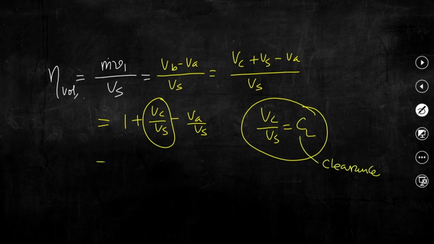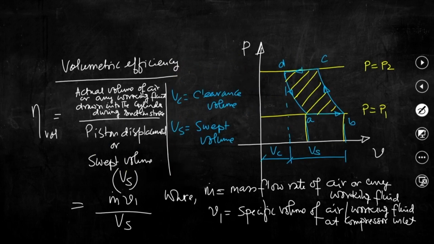So, if we write here that equal to 1 plus CL minus Va by Vs, we have to relate this Va by Vs in terms of the pressure ratio, and then we can close the expression of this volumetric efficiency. If we go back to this, you know that the pressure ratio is P2 by P1, right. So, what we can write from this expression is that Vd by Va equal to P2 by P1 to the power gamma minus 1 upon gamma, right.